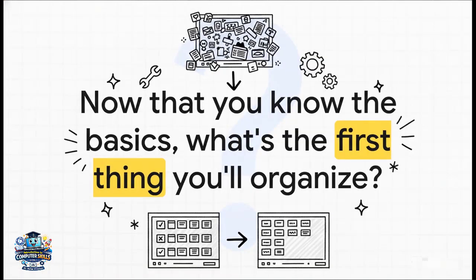And that's really it. The OS, the desktop, icons, the Start menu, and the taskbar. You now have all the foundational knowledge you need to start navigating Windows like a pro. So take a look at your own desktop right now. What's the very first thing you're going to organize to make it work a little bit better for you?